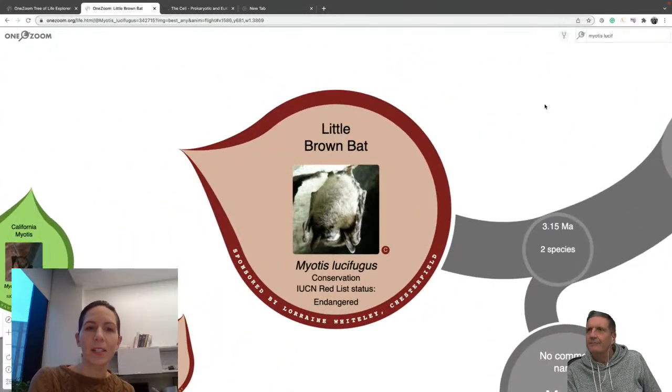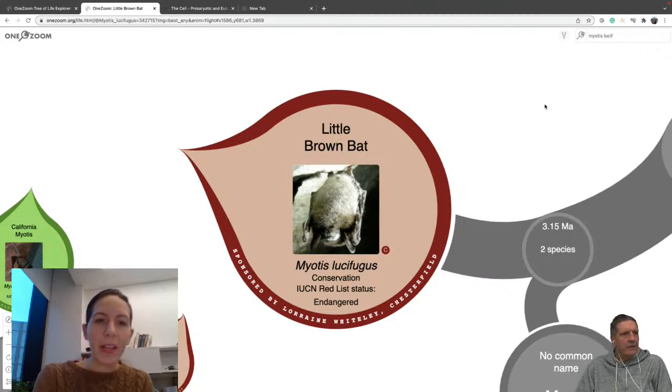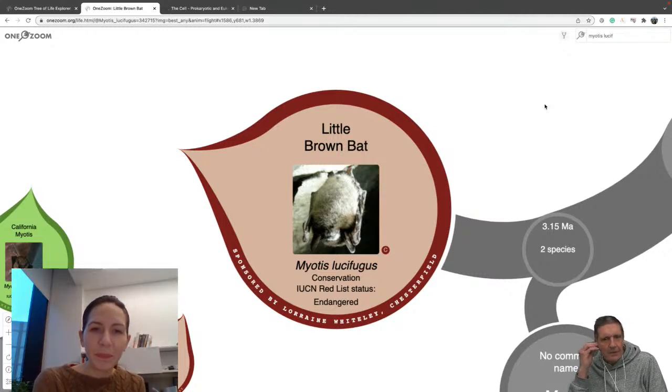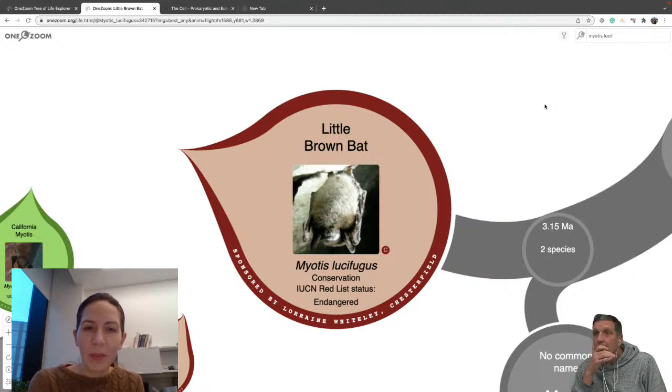Oh, all right, here we go. It's in trouble. You already knew that. Yeah, we knew that. Its IUCN status is red. We found the little brown bat. It's so little and cute.